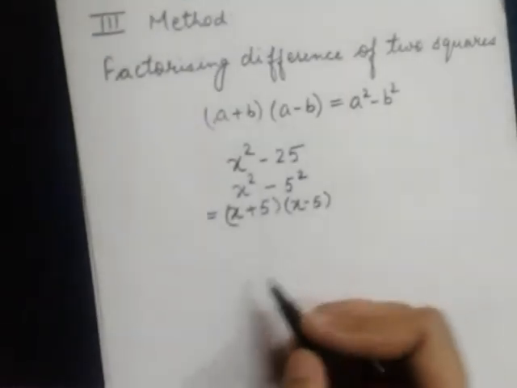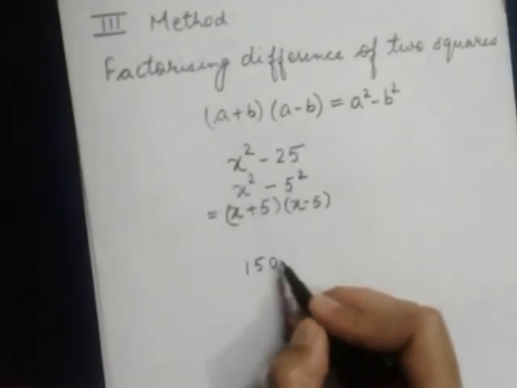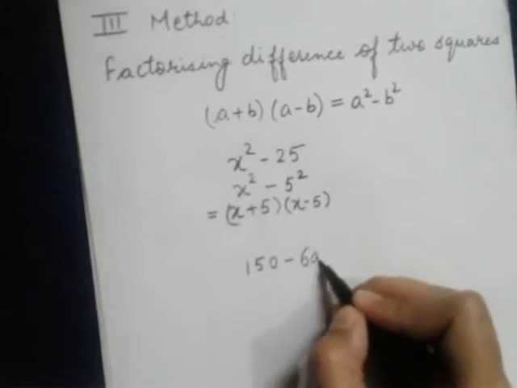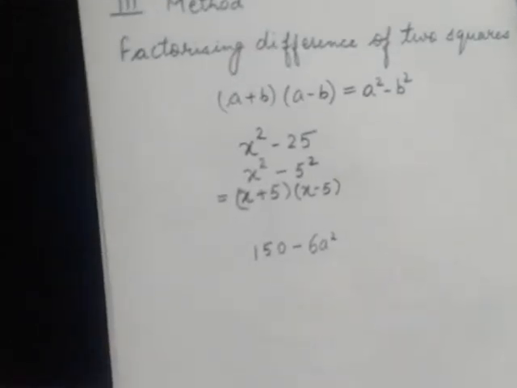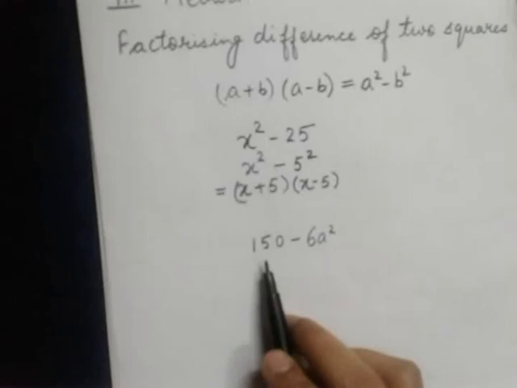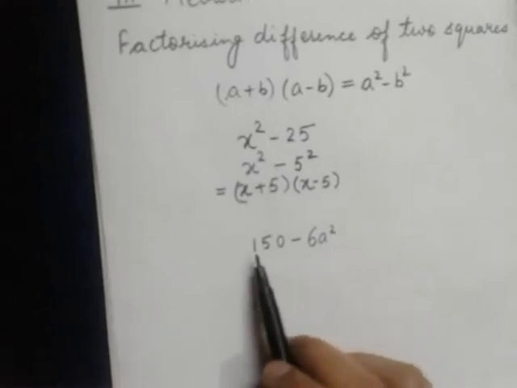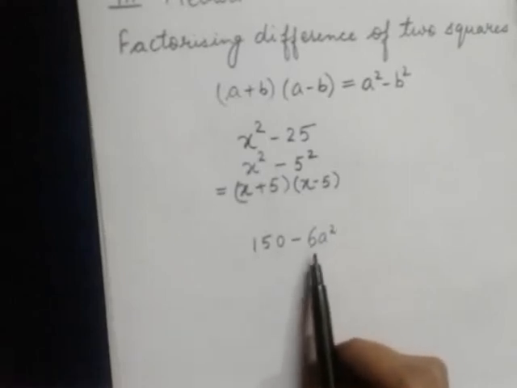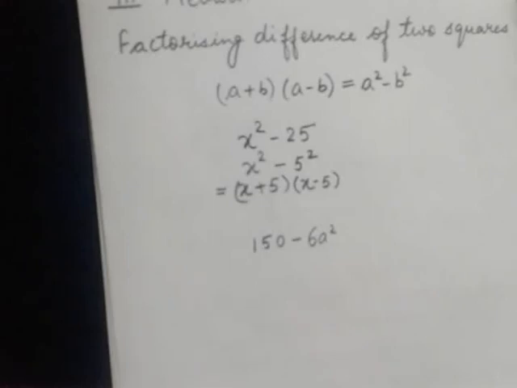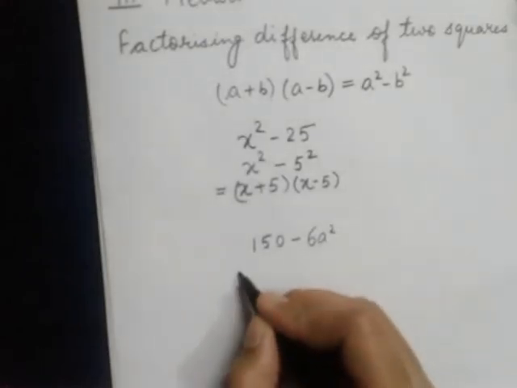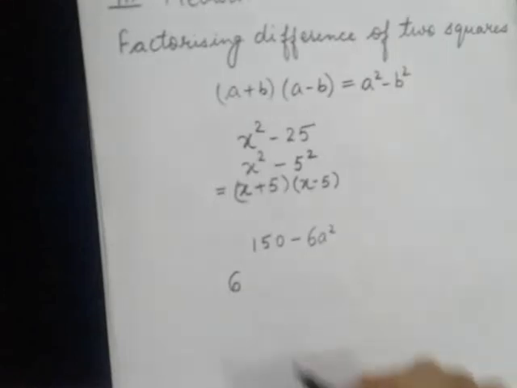Let us consider one more example. 150 minus 6a square is the given expression. We have to factorize it. Now neither 150 nor 6 is a perfect square, but we see that 150 and 6 have 6 as their common factor. So the first step will be taking out the common factor as per the first method of factorization.